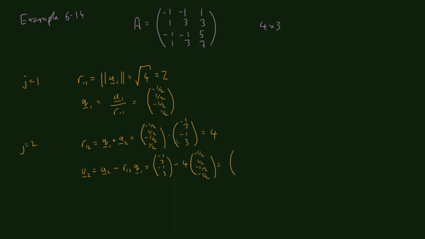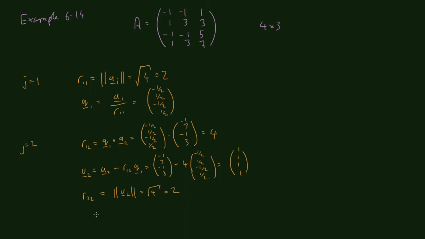So minus 1 plus 2 is 1, 3 minus 2 is 1, minus 1 plus 2 is 1, and 3 plus 2 is, oh yeah, I keep getting a bit carried away with my minuses, so I'll correct that. That was plus a half. So 3 minus 2 is 1. So that's our U2. Now R22 is the magnitude of U2. So that's just root 4, which is obviously 2.